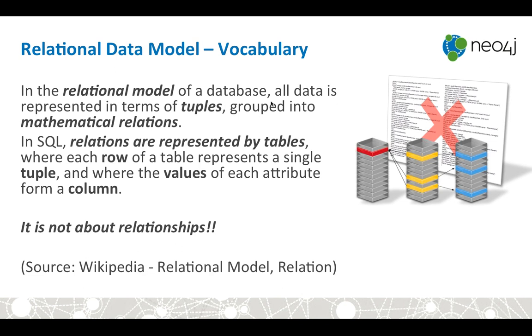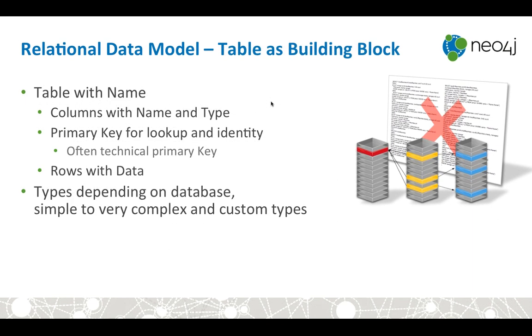And that is sometimes cause for some confusion. In general, the building block of the relational data model is a table. Each table has a name. It could also have a schema and a catalog as well. And in the table, we have attributes, which are columns, which also have a name and a type, and rows with data for each of these columns.